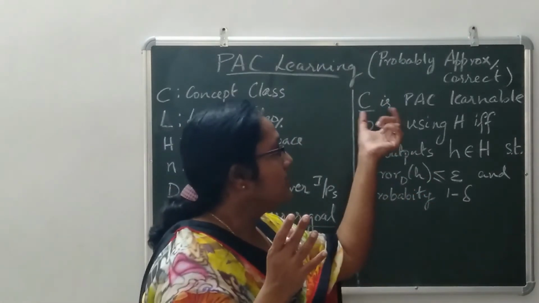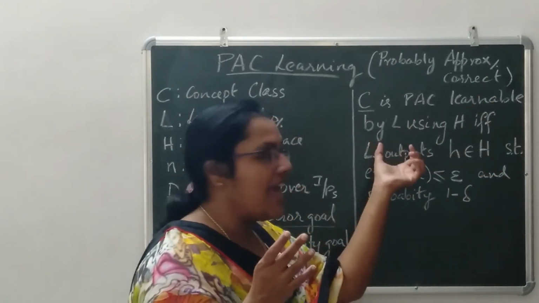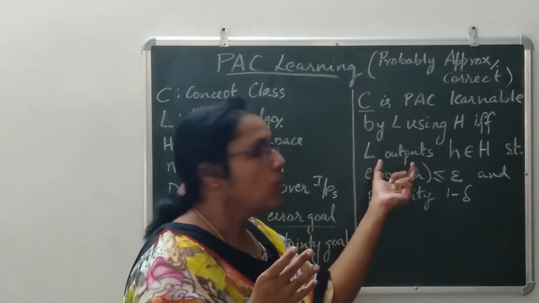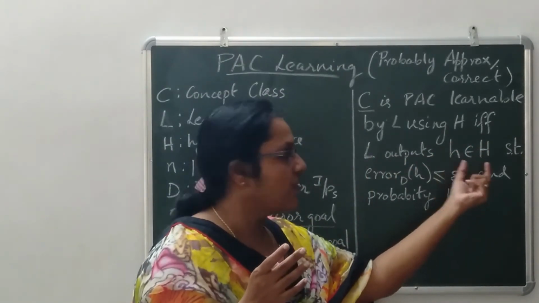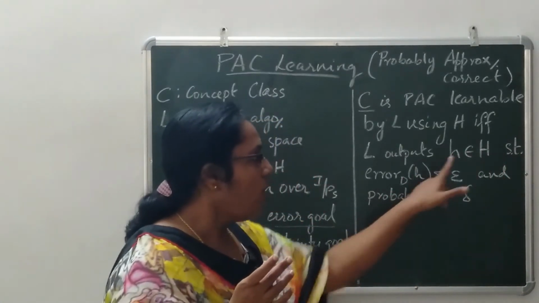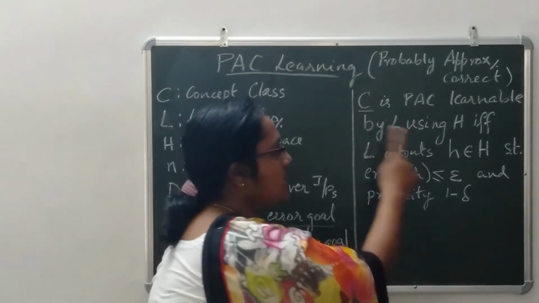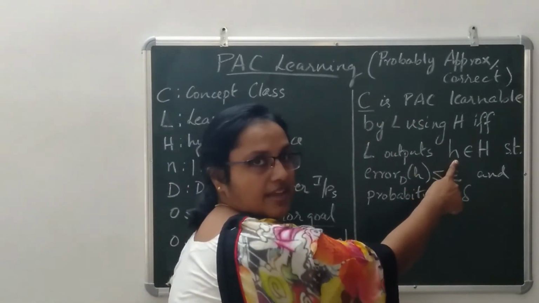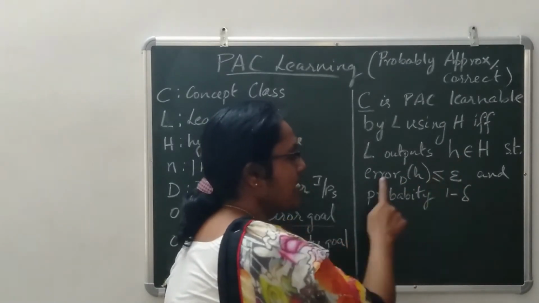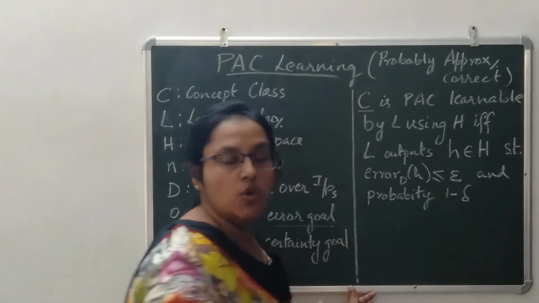So concept C is PAC learnable if a learner L using the hypothesis space H is able to output a hypothesis from the hypothesis space such that the error of the hypothesis it has come up with, over the input distribution D, must be less than or equal to epsilon.